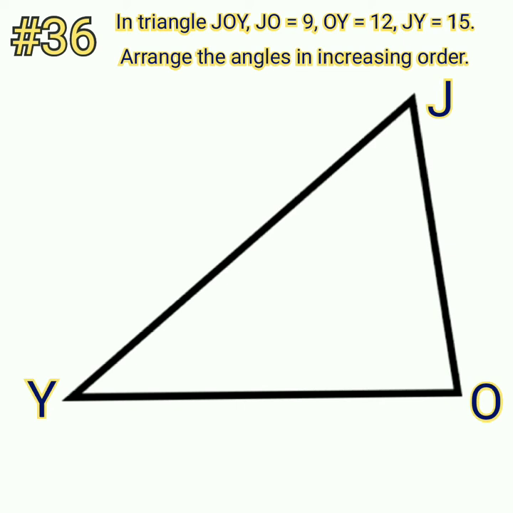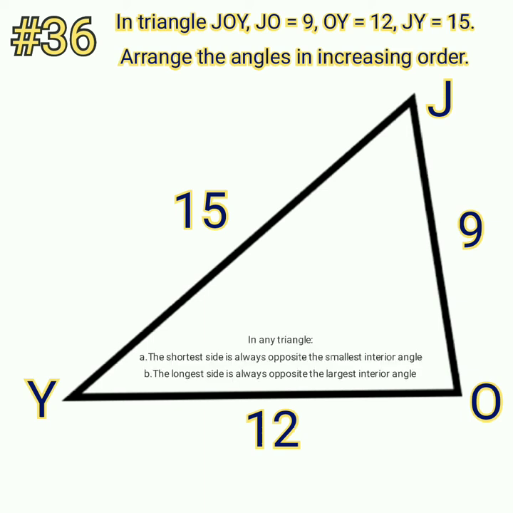Triangle JOY, JO is 9, OY is 12, JY is 15. Arrange the angles in increasing order. Remember this rule. In any triangle, the shortest side is always opposite the smallest interior angle, and the longest side is always opposite the largest interior angle. If we arrange it in increasing order, angle Y is the smallest angle since it is opposite the shortest side. The second angle is angle J and the largest angle is angle O, since it is the opposite angle of the longest side JY.